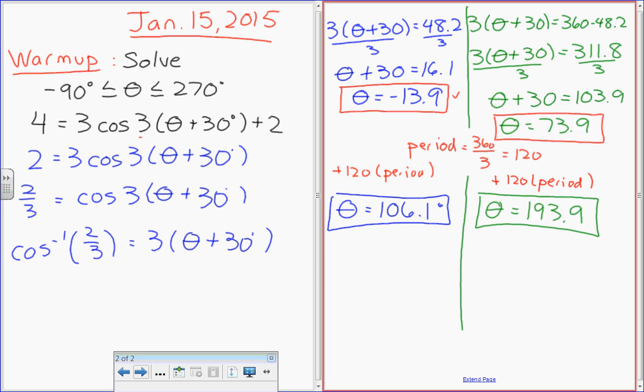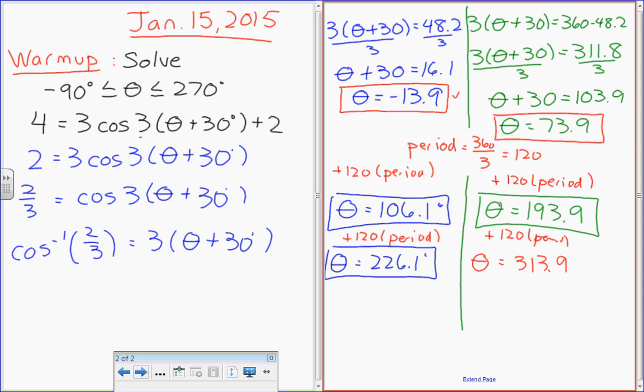Not at 270. So on the left-hand side, I'm going to add 120 again. A good little hint, I want to say this. On the left-hand side, that should be 226.1. So there's 3 answers on the left. If I add 120 over here, that's going to be, oh boy, how much? 313.9, which unfortunately is too big.